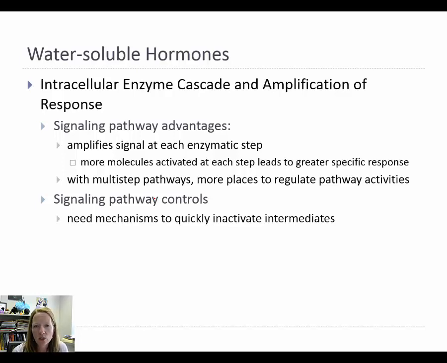It actually works really well because it amplifies the response. Each step that we have, each enzymatic activity, is going to respond by forming more molecules that are going to be activated, and that is going to lead to an even greater response. So that's one of the big benefits of having the second messenger system, this whole amplification that's going to happen. And also it's a lot better at being regulated as well.